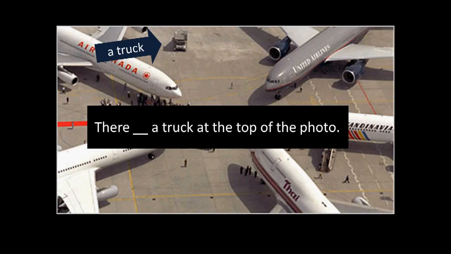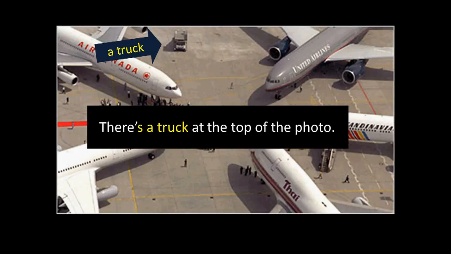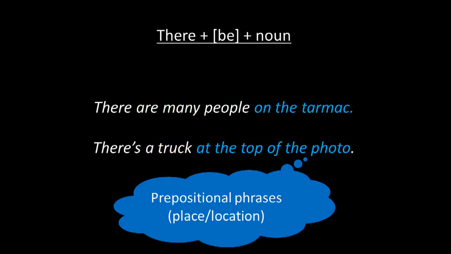Let's look at another example. Here we see a truck. A truck is singular, so we need the singular verb is. There is a truck at the top of the photo. Notice that we often shorten this to there's a truck at the top of the photo. Now, we see the 2 ways that we use there is and there are. But notice that we often use prepositional phrases to show the place or the location of the noun. On the tarmac, at the top of the photo.